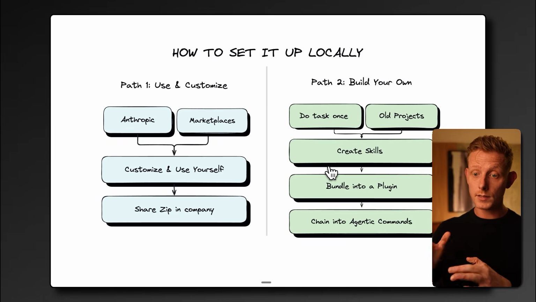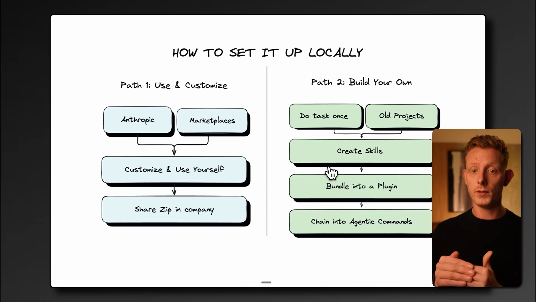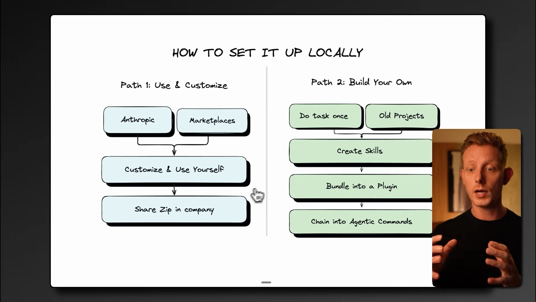Now, using and customizing these pre-built ones is definitely useful, but I think the real unlock is by building your own. And the way I recommend doing it is by creating skills first. Once you have a set of skills, you can bundle them into a plugin. And then if you want to automate more complex workflows, you can chain multiple of these skills together into agentic commands.